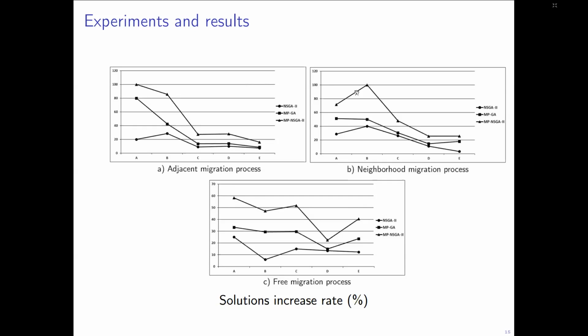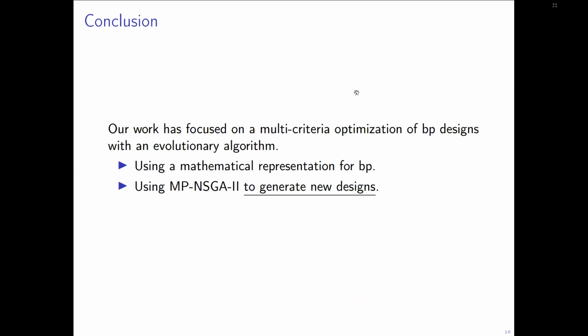In the figures, the axes X and Y represent the scenarios and the rate increase of non-dominated solutions compared with a simple genetic algorithm, respectively. And as you can see, the performance of the approach using our MPNSJ2 increases compared to other algorithms. Therefore, it can be concluded that the MPNSJ2 improves the results in the number of non-dominated solutions, and the best couple in the proposed automated approach will be the MPNSJ2 and the free migration process.